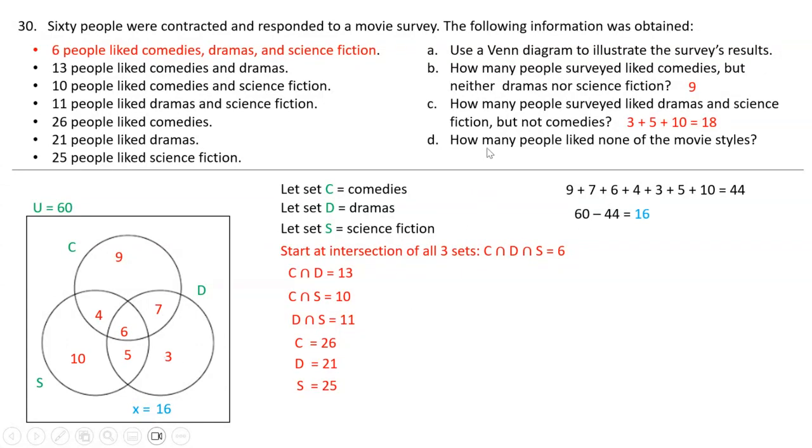Now for part D, how many people like none of the movie styles? So the answer will be what's not in any of the sets, but it's inside the universal set. The answer will be 16, which will be the value for X.